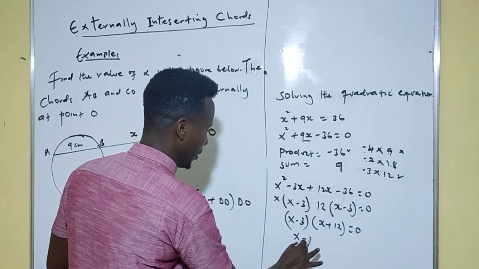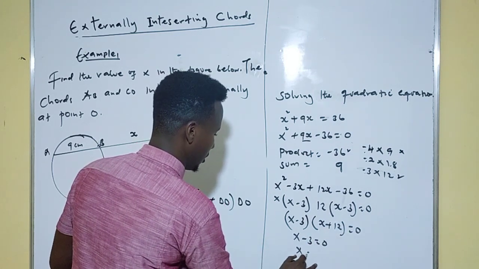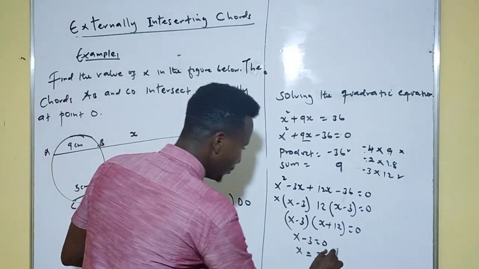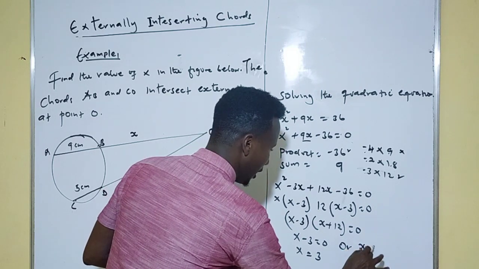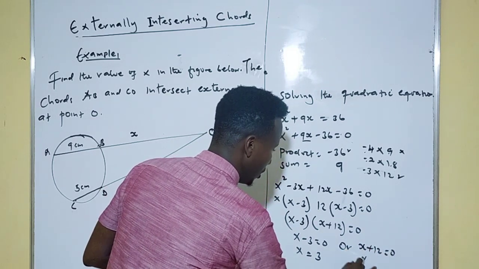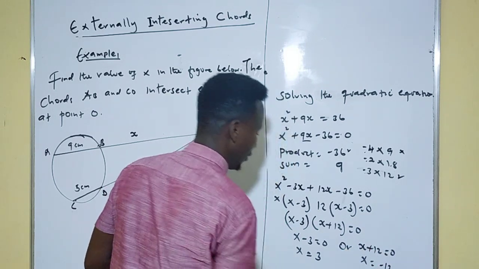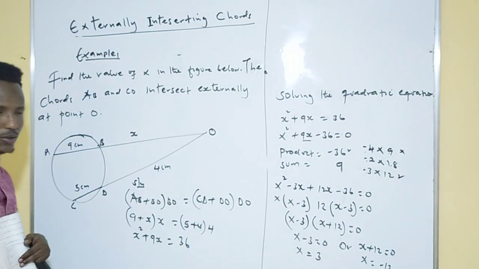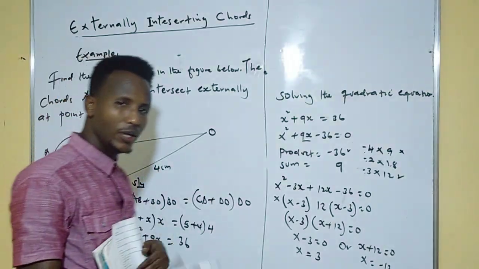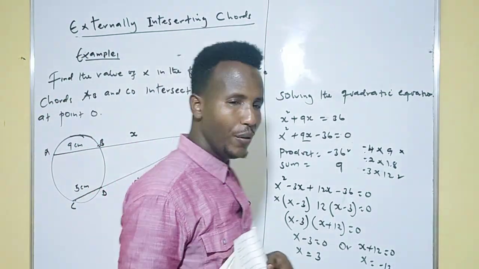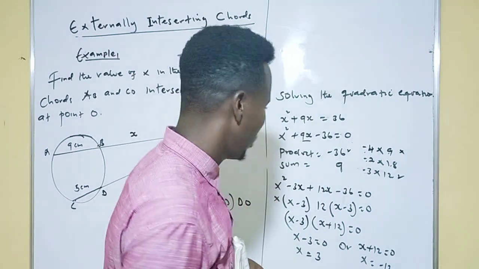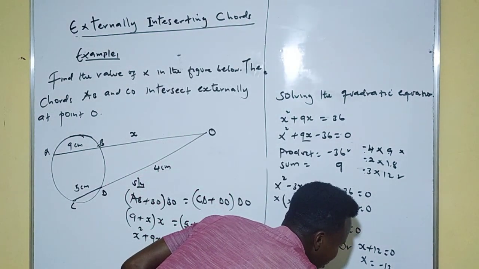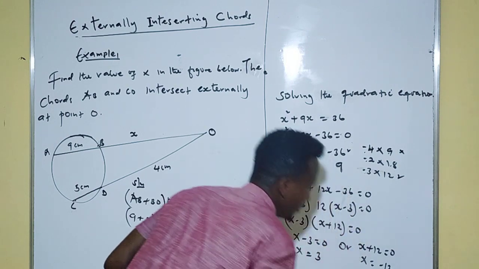One time x minus 3 is equal to 0, x is equal to 3, because on the other side it will change the sign, okay? Or you can say x plus 12 is equal to 0, x is equal to negative 12. So this one we are dealing with the magnitude or dimensions, okay? When we are dealing with dimensions or human being, we cannot have a negative value. Don't forget that. So we are going to write here: unrealistic. Unrealistic means it's not reliable.